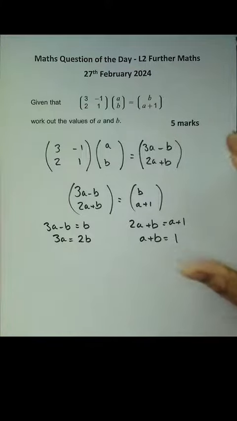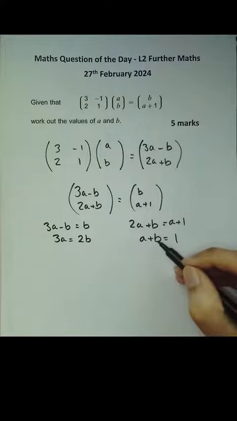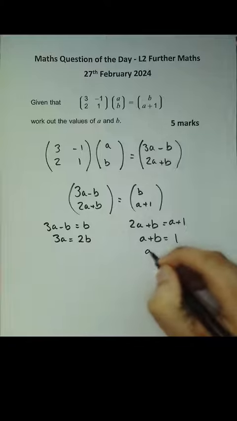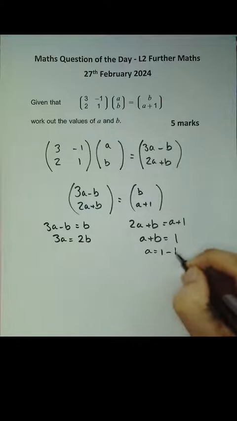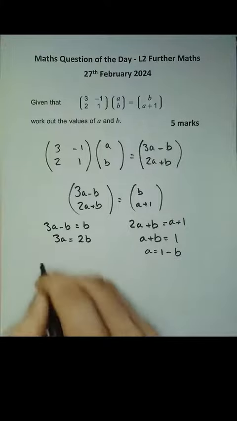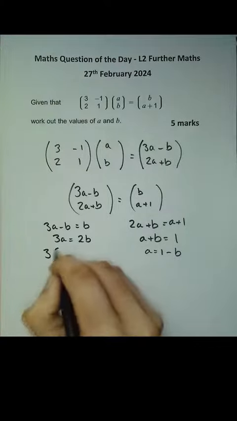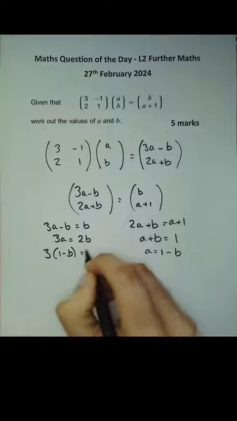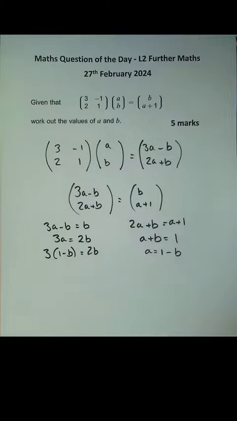Although I can't solve it in the normal way, I might solve by elimination. Actually, I can substitute, was what I meant to say. So over here, when I make A the subject, I can say that A equals 1 minus B. And now I have something for A that I can substitute into here. So instead of 3A, I can write 3 times 1 minus B is equal to 2B. And now I've just got an equation in B that I can solve.